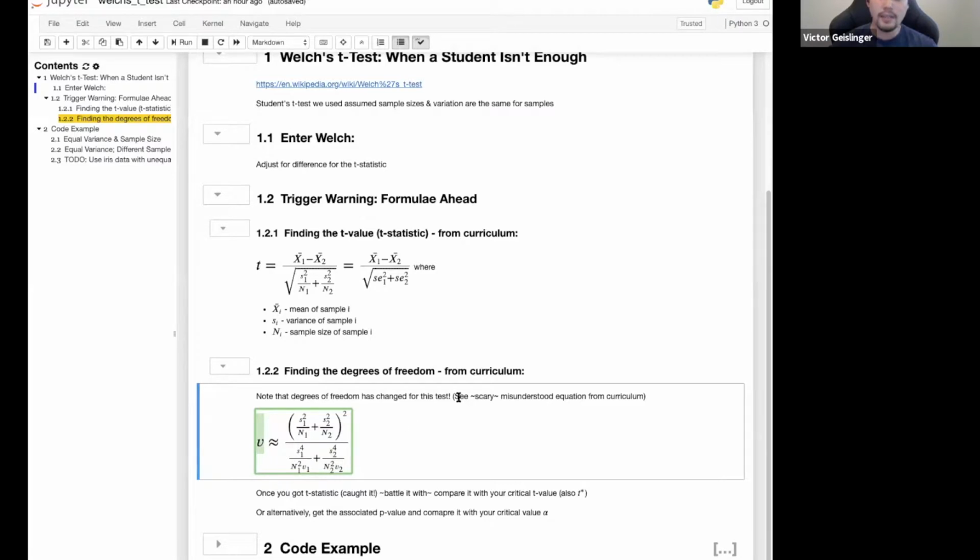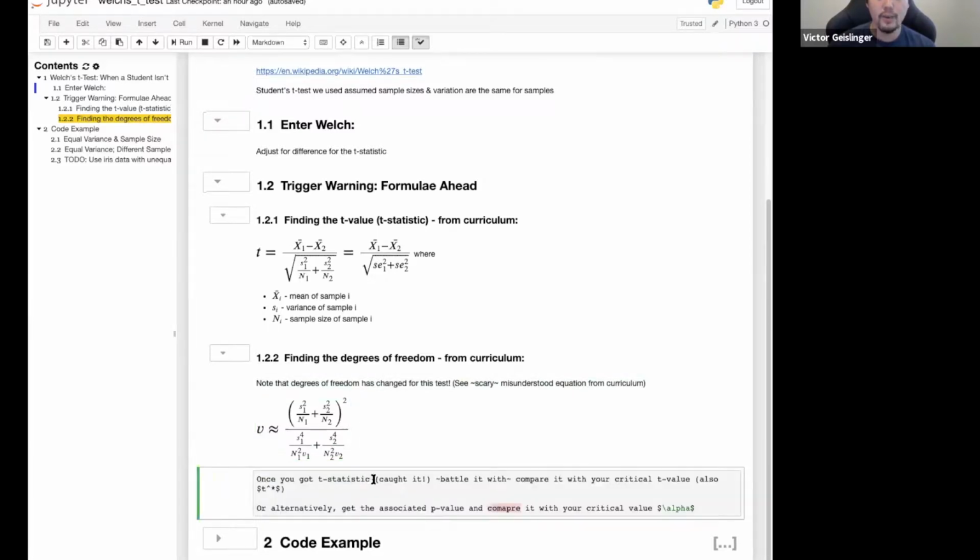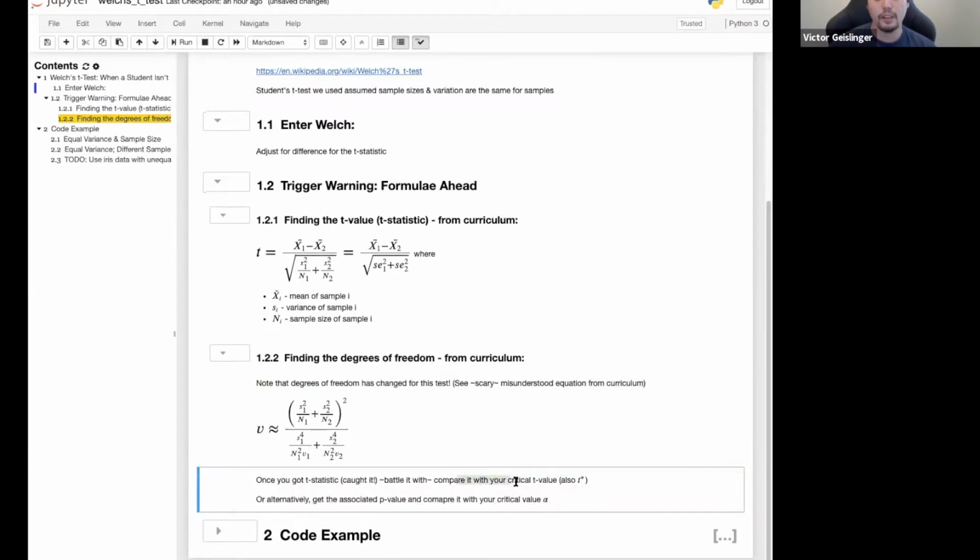So again, basically, I'll try to cross this out. It's not a scary one. It's just a misunderstood equation. So you have this really big equation. Most times you won't want to calculate this yourself. You can. I think the curriculum actually shows what this would do. But once you have that t-statistic, we can actually compare it with your critical t-value.